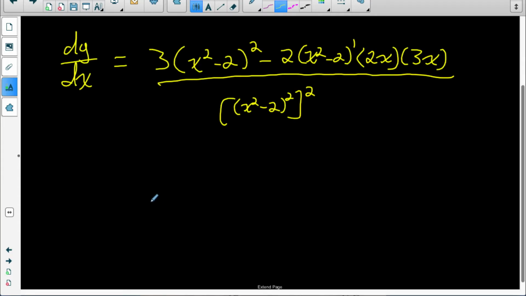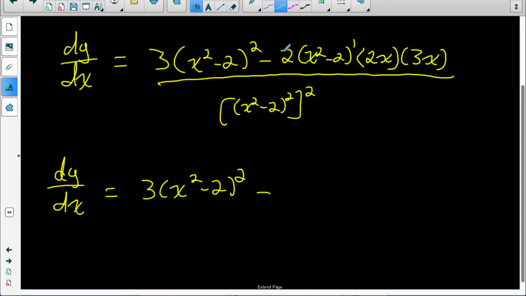Now let's simplify this up. So dy over dx equals, and I'm going to leave this 3x squared minus 2 squared, but then over here I've got a factor of 2, 2x, and 3x. I can combine those and get 12x squared.